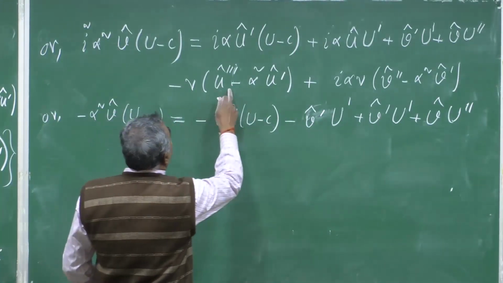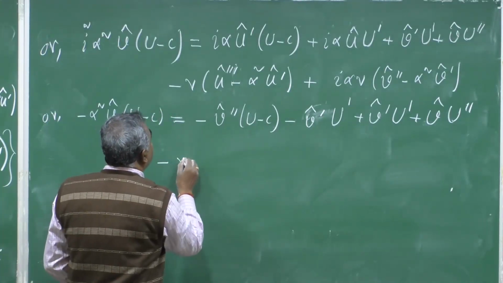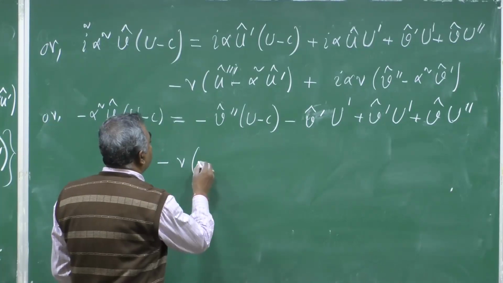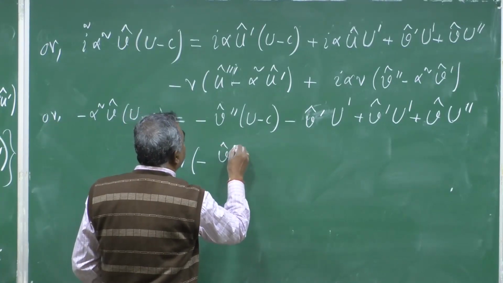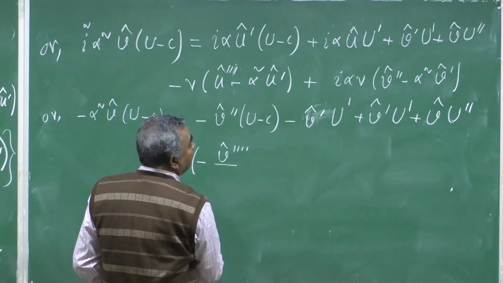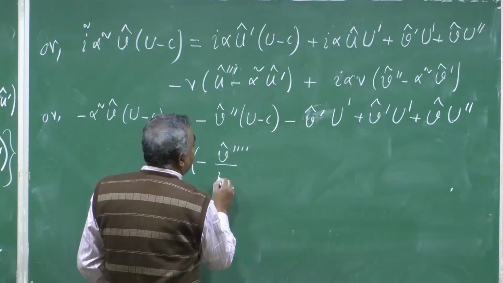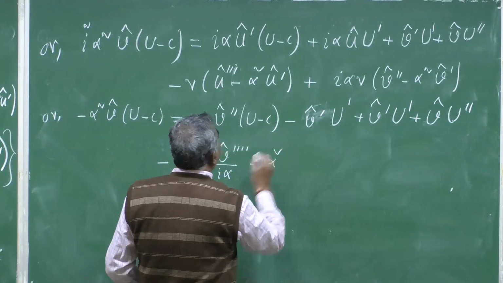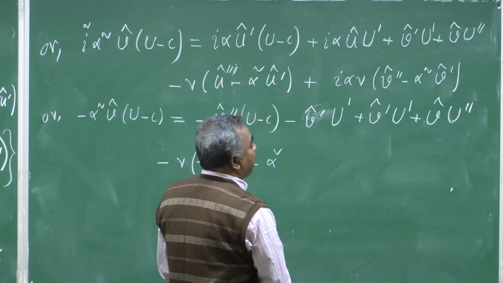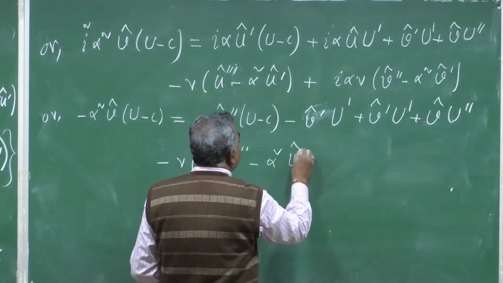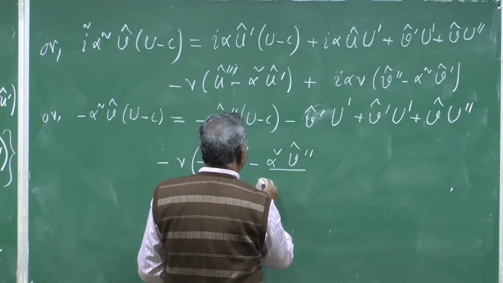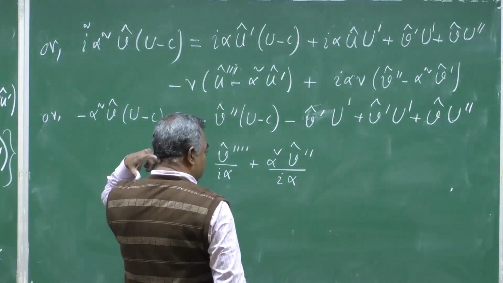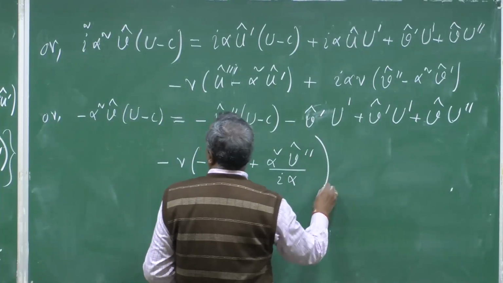Minus this ν, so ν into u triple prime. From the continuity equation this is going to be minus v hat divided by iα, minus α squared u hat prime. u hat prime is equal to v hat double prime divided by minus, so this is positive iα. So, this is what is going to be the last term.